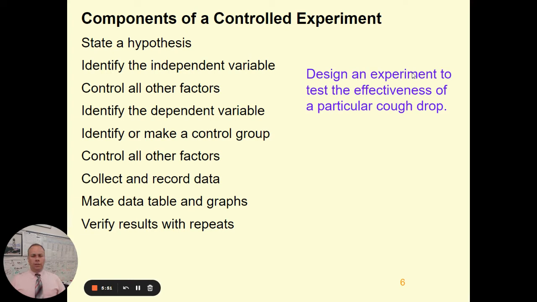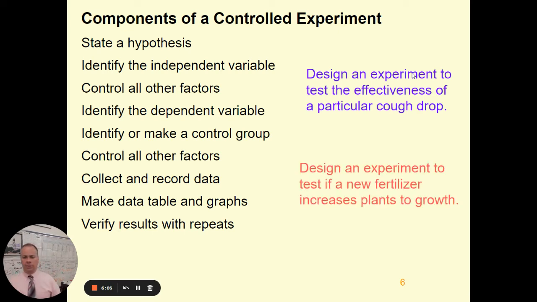So when we design a controlled experiment, let's say for this example, we're designing an experiment that's going to test how effective a specific cough drop is. We need to start with stating our hypothesis. Okay? If I'm doing that in this experiment, my hypothesis might be that this cough drop will reduce the number of coughs per minute in individuals that have a cold. Okay, so the independent variable in that experiment would be the type of cough drop. Maybe some individuals in the experiment would get the cough drop, others would not.